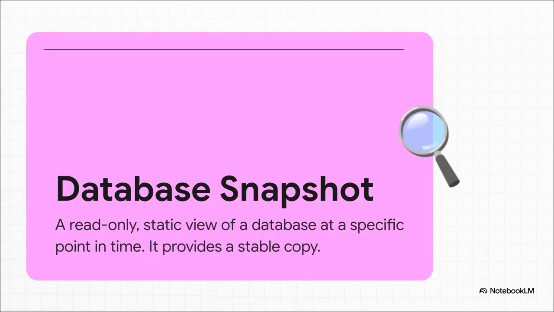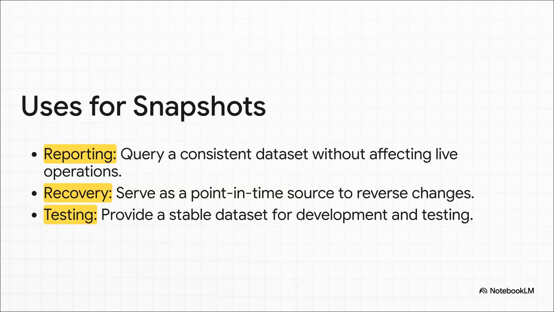Okay, next up, what if you need to run a massive, complex report, but you absolutely cannot risk slowing down your live production database with a bunch of locks? This is the exact problem a database snapshot solves. It creates a read-only, perfectly consistent picture of the entire database, frozen at a specific moment in time. And this is just so useful. You can run those huge, long-running reports against the snapshot without affecting live users at all.